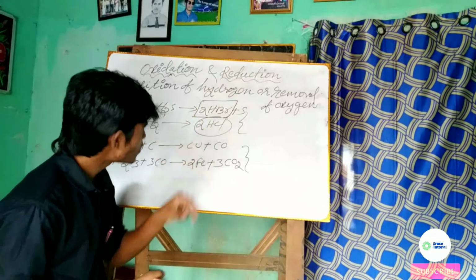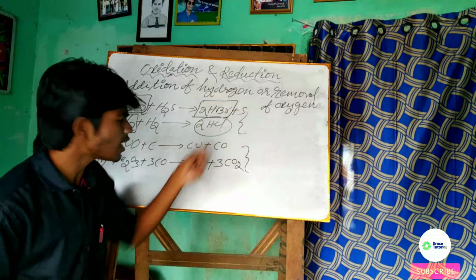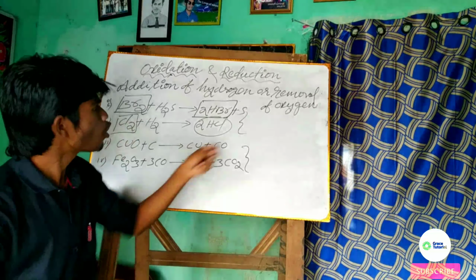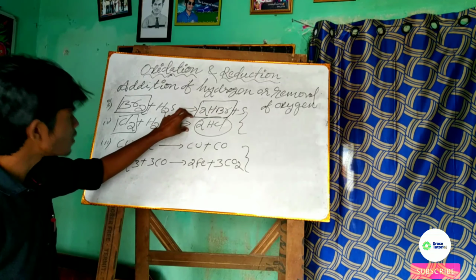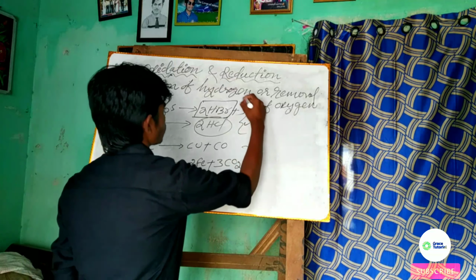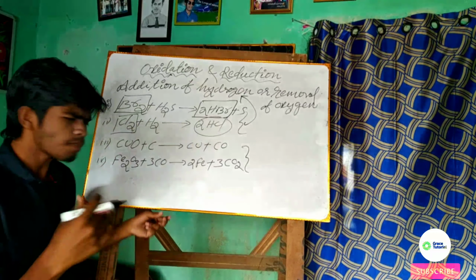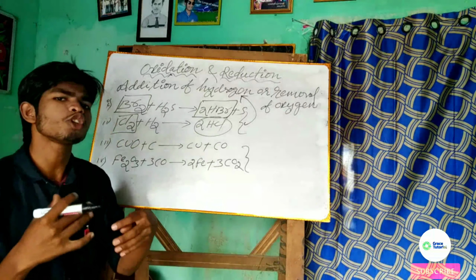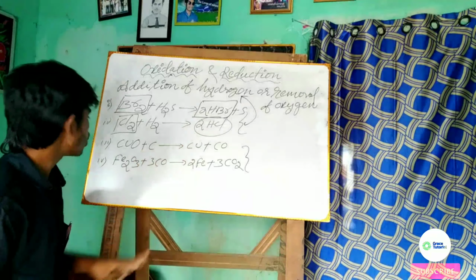So what is reduction basically? Addition of hydrogen is called reduction, or removal of oxygen is also known as reduction. So these two examples are mentioned for the addition of hydrogen. Similarly, let me give you another two examples which are mentioned for the removal of oxygen.